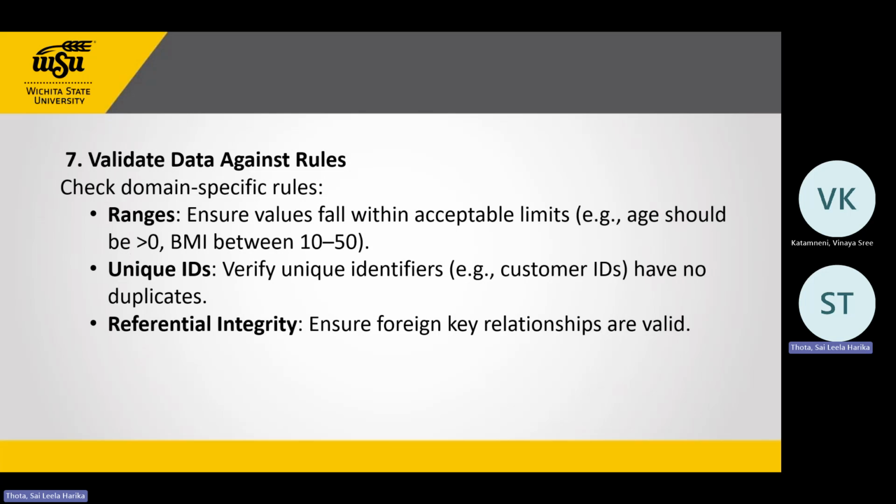For example, if you have an age column with -1, the age can't be less than 0, right? So you need to check whether your data contains this kind of value. And for example, BMI is fixed; it always starts at 10 and ends at 50. Also check IDs and foreign key relationships. Apart from cleaning the data, you always need to make sure that your information is correct.